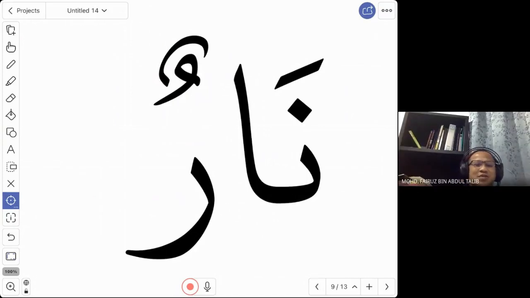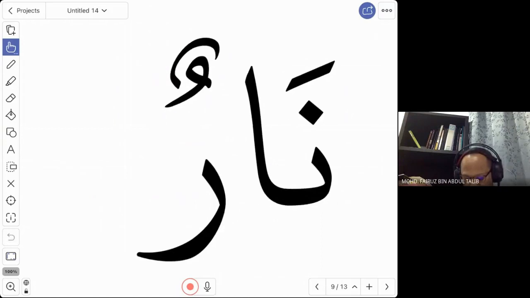So this is the word that you read in your dua. Rabbana atina fid dunya hasana wa fil akhirati hasana wa qina azaban nar. So nar is the hellfire. Oh Allah, protect us from the torture of the hellfire. So this is the word nar. Yes, correct. This is the long vowel nar.